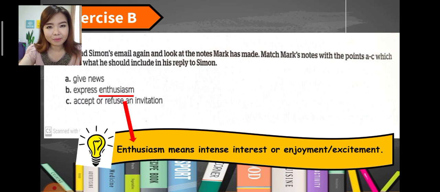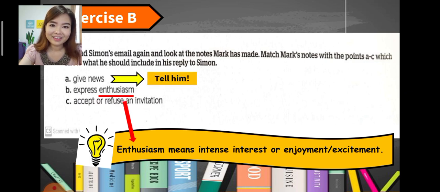So take a look at Simon's email again and you will see some scribbles made by Mark, whether he will accept or refuse the invitation. Have you found it? Now, let's look at A. Give news. Is Mark going to give him news? Yes. You can see his scribbles tell him. So he is going to tell about his news in his new school to Simon.